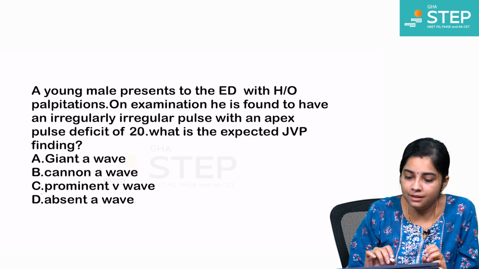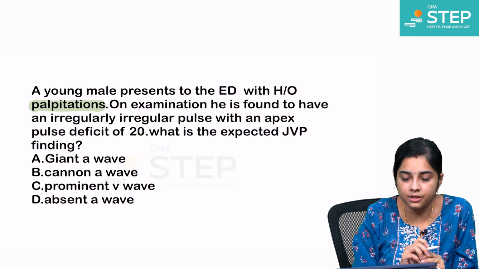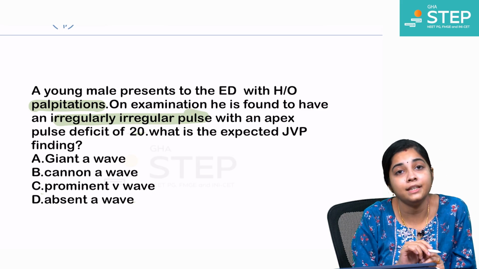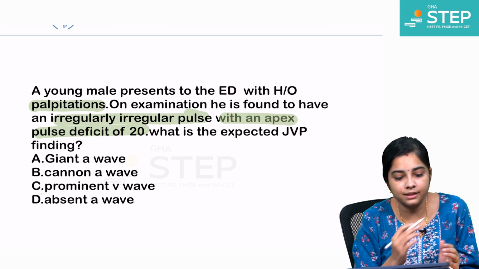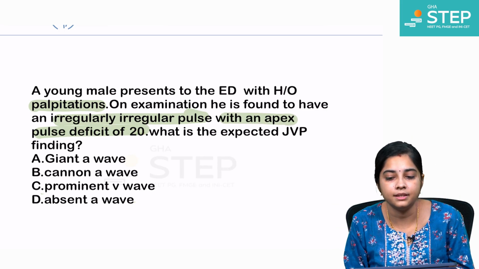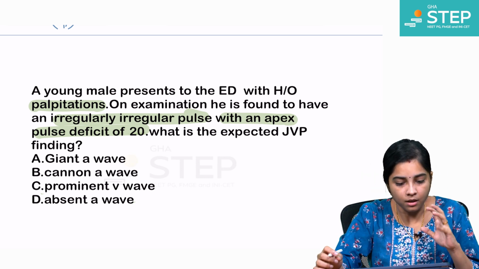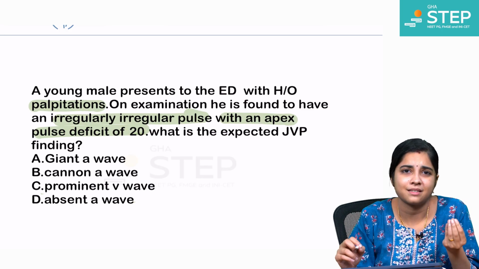So a young male presents to the ED with history of palpitations. On examination, he is found to have an irregular pulse with an apex pulse deficit of 20. So what is the expected JVP finding in this patient? Now let us just analyze this clinical scenario for a moment.